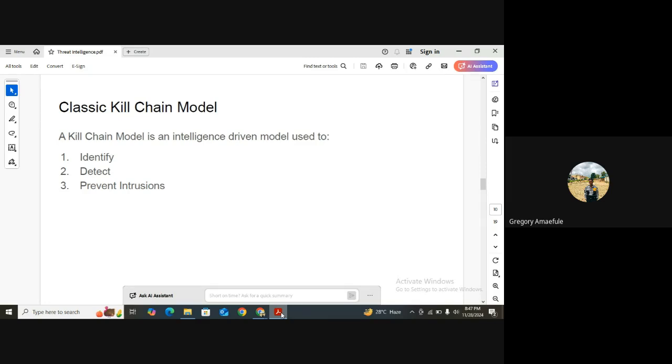So a kill chain is the process by which a threat actor would build a plan or a strategy to effect a specific goal on a target. Remember, the goals of threat actors on an organization are usually negative. So the kill chain is basically the process a threat actor uses to build a plan to effect such goals on your organization. So this kill chain model is an intelligence-driven model.